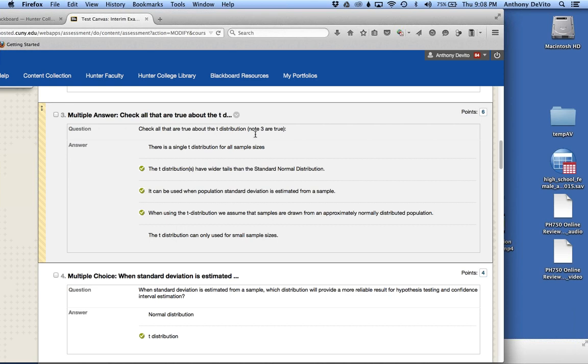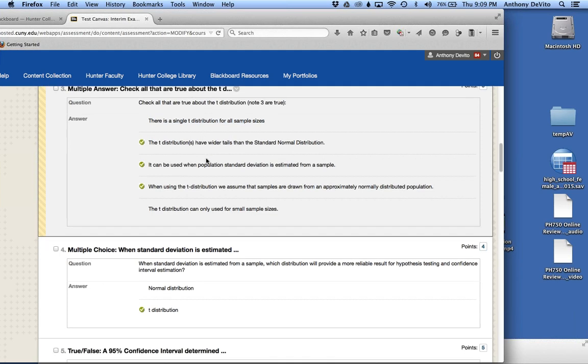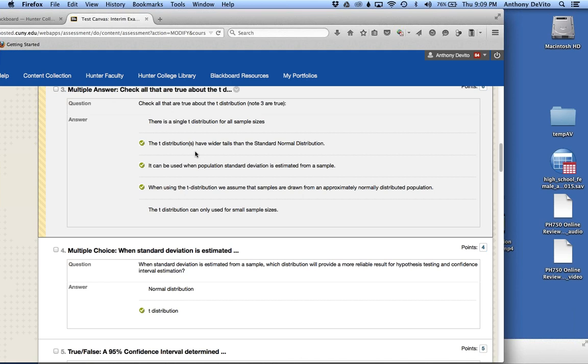Okay, next, check all that are true about the T distribution. And I gave away that there are actually 3 of them that are true, but let's see what is true and what isn't true for each of these statements. First statement, there is a single T distribution for all sample sizes. Well, if that were true, we would need a T table, right? So there's a different T distribution for every different sample size. Now, we don't bother to actually have a page like for the Z-score for every different sample size. Instead, we just have a line that gives you the important critical values. But there is literally a separate distribution for each sample size. So that one's false.